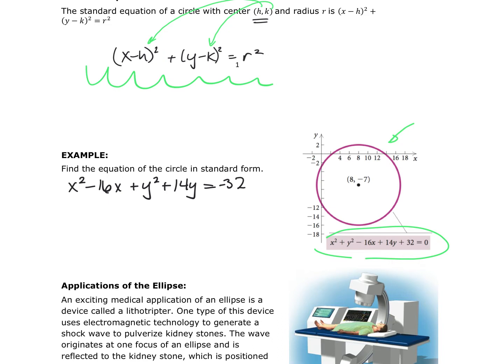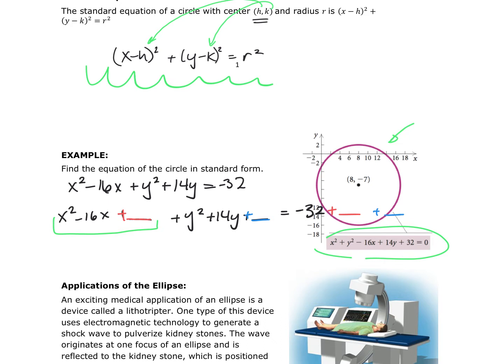What I do when I complete the square is take x squared minus 16x, and then give myself a plus a blank. I need to find that value, that blank, that makes it a perfect square trinomial. Then I'm going to do the same thing with my y. So I have y squared plus 14y plus a blank is equal to negative 32. If I add this blank here, I better add a blank on this side as well to balance the equation.